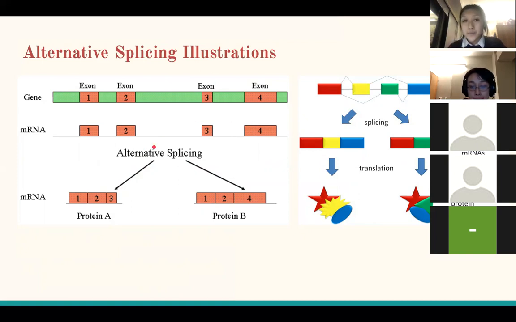And again, it helps with more diversity within your genome because you can have a lot more different variations of what you're translating.